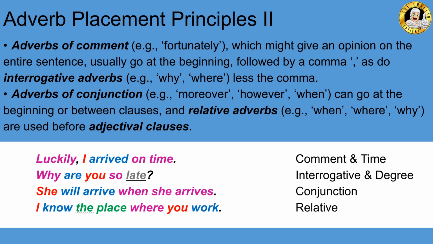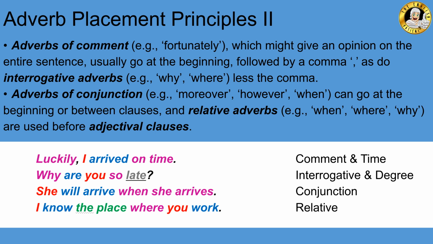So let's take a look here then. The first example: luckily, comma, I arrived on time. So the prepositional phrase here, on time, I've shown in this case being used as an adverb, because that's what it is actually doing. And these are adverbs of comment, luckily, and an adverb related to time, on time. And then we've got an interrogative adverb. Why are you, being used to make the question structure here, so late? And so here being an adverb of degree, describing late.